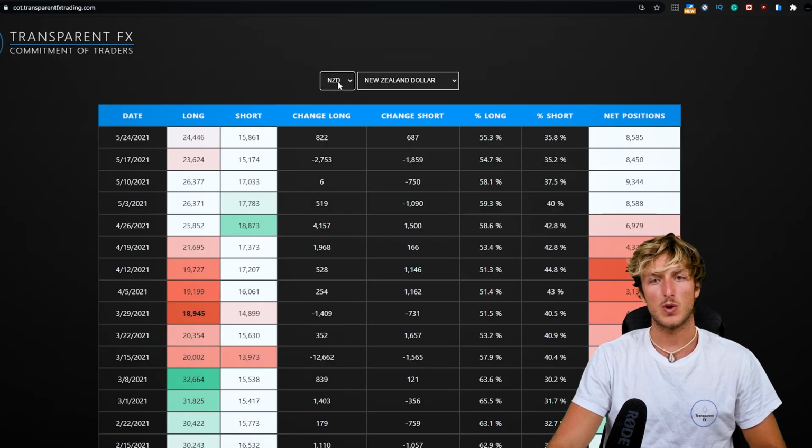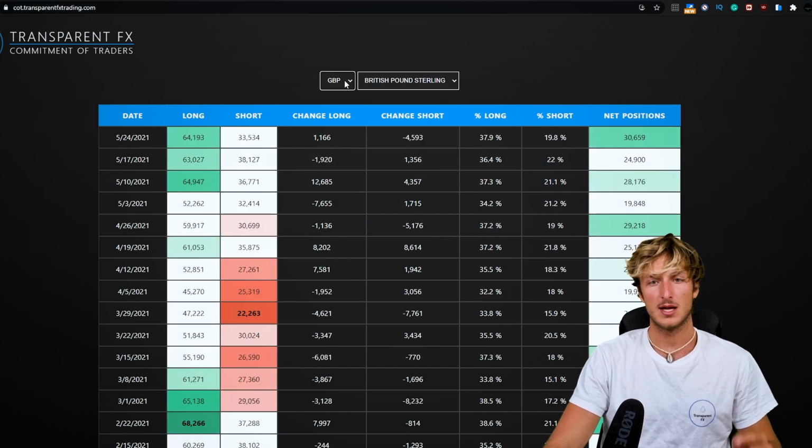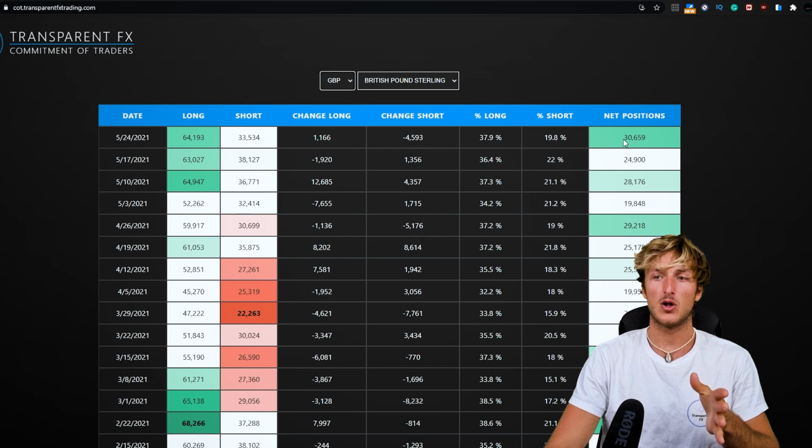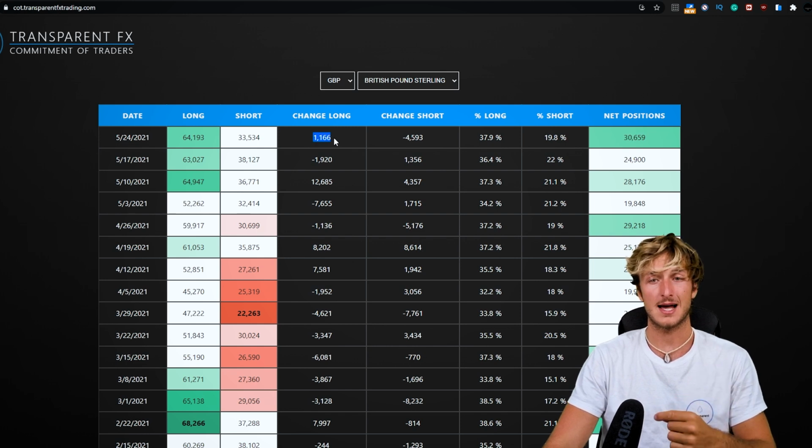Now, if we go and see what we have from a COT perspective, we can see that at the moment on the pound, net positions are increasing massively. In fact, we went all the way up from 24K to 30.6K net positions with 1.1K longs added with the last report and 4.5K shorts getting closed, meaning that we can expect some GBP strength.